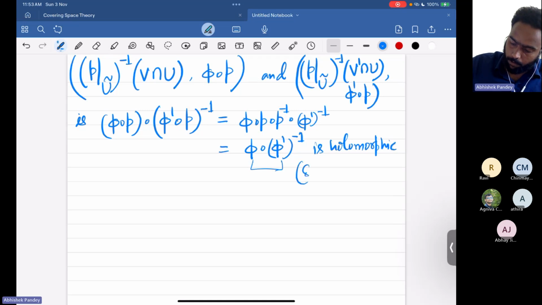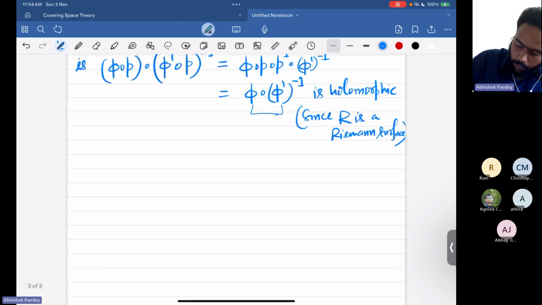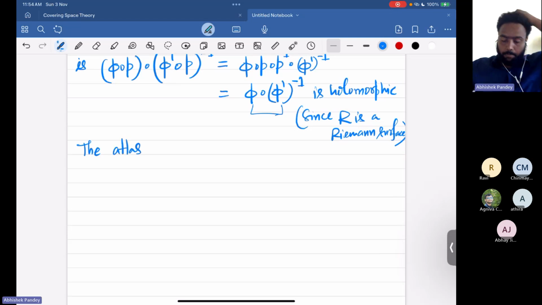Why? Since R is a Riemann surface. Okay. So now we have the compatible charts. We just collect these charts. Atlas. So remember that once you are defining a complex structure on a surface, it means that you have to define an atlas, because every atlas will be contained in a unique maximal atlas. So that will give a complex structure.